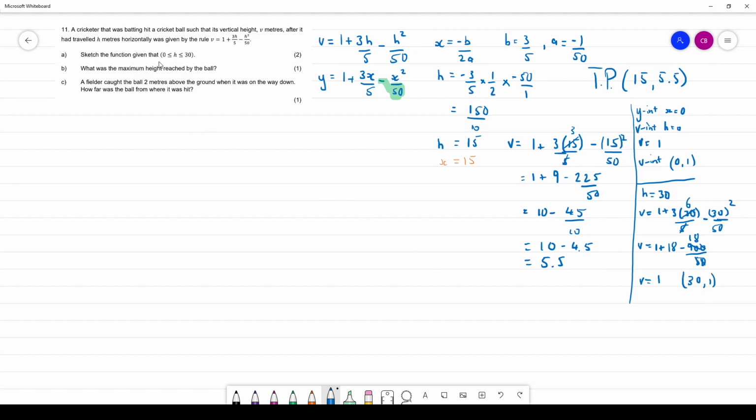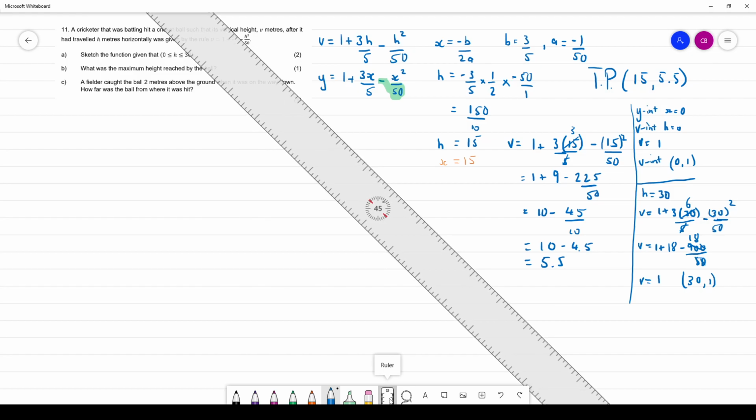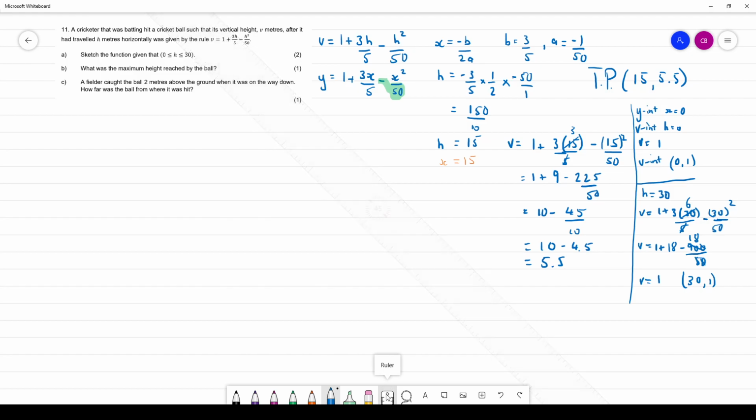Sketch the function given that. So we can finally sketch our function. Now, I can see there's a ruler here. I don't know how to use it, so I'm not going to use it. But you guys probably have a ruler. Please use your ruler. So we're looking from 0 to 30. We know our maximum height is 5.5. That's where the turning point is.